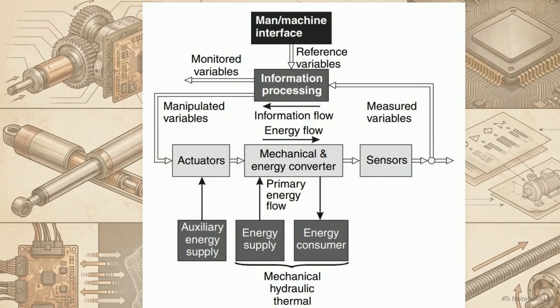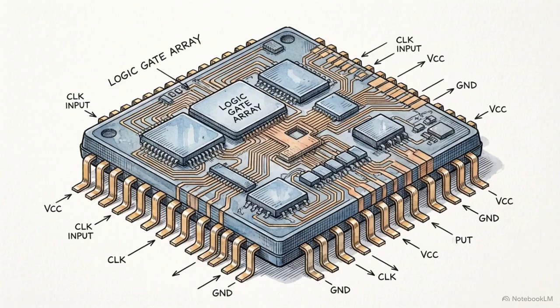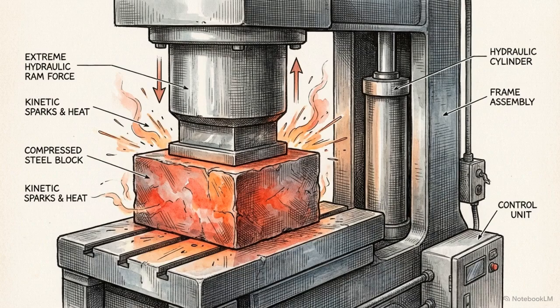On the right, the reciprocal boundary exists. Sensors take the raw physical energy states of the machine and translate them back into digital information for the processor to analyze. Mastering mechatronics requires controlling this dichotomy. Engineers must design systems where highly sensitive, low-power logic can safely and continuously dictate the release of high-power physical forces.